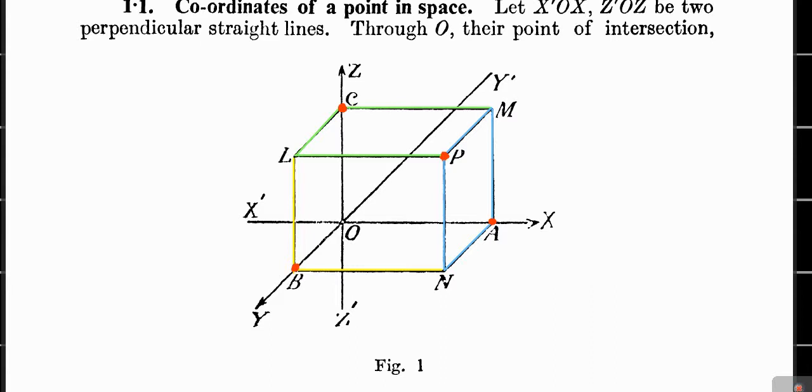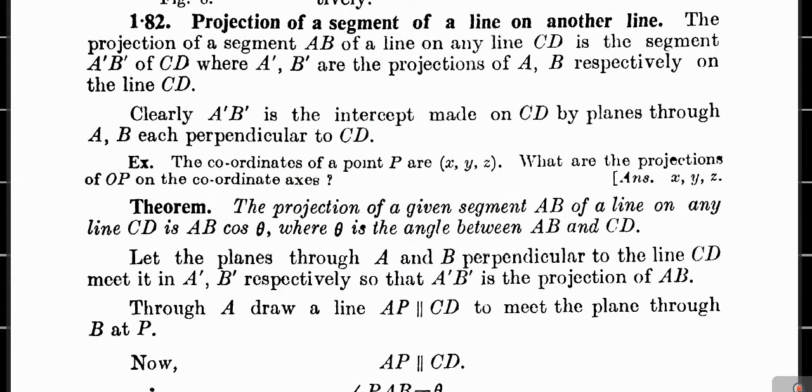Now let us proceed. The next article is the projection of a segment of a line on another line. In this article we are going to study a definition as well as one result about the projection of a line segment on another line. So first of all we will define the projection of a segment AB of a line on any line CD as the segment A'B' of CD, where A' and B' are projections of A and B respectively on the line CD. See here how we are defining the projection of a line segment on another line.